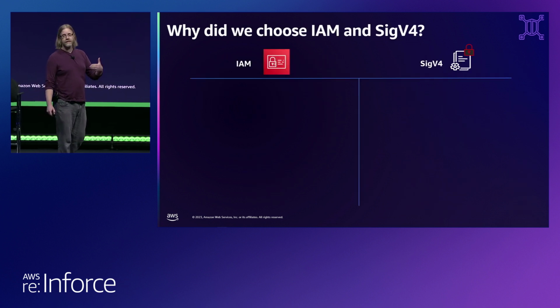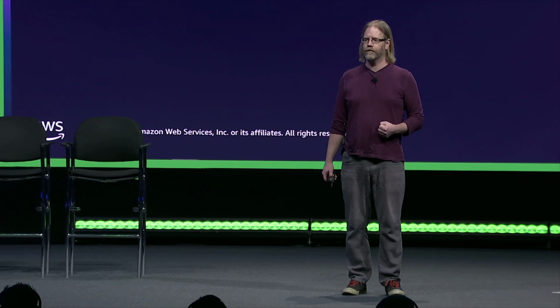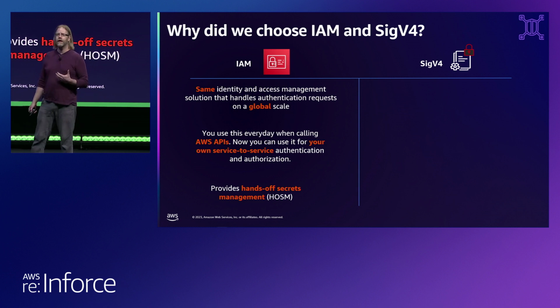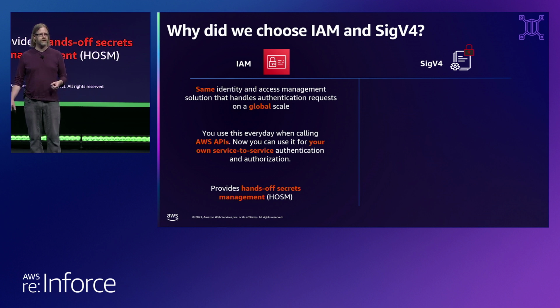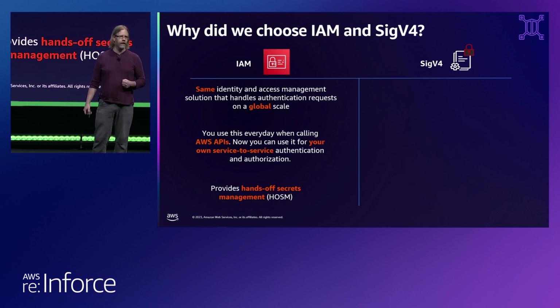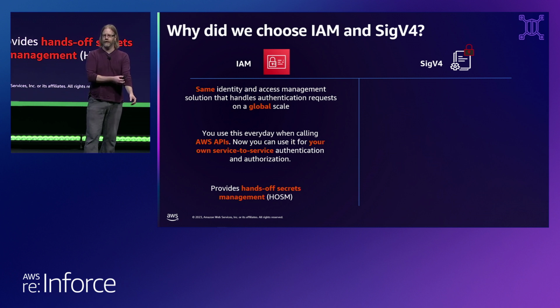So IAM and SigV4, which we use with IAM, were two of the main things that we've chosen to build our security platform on for Lattice. Why did we do that? As I've mentioned, IAM has been used on a global scale. We've been using IAM since AWS pretty much came out, since we've been using that platform. Every time you log in, it's globally available. We know how it operates. We've heard from you, our customers, on what we need to improve and what we can't improve. It's well known. And it's part of something that we call hands-off secrets management, or HOSM.